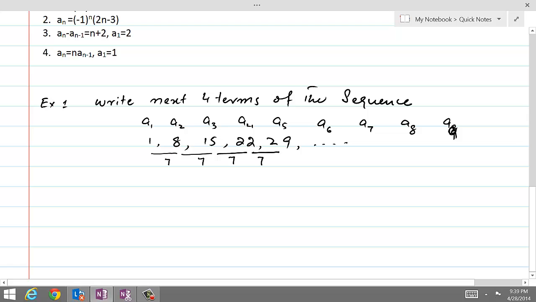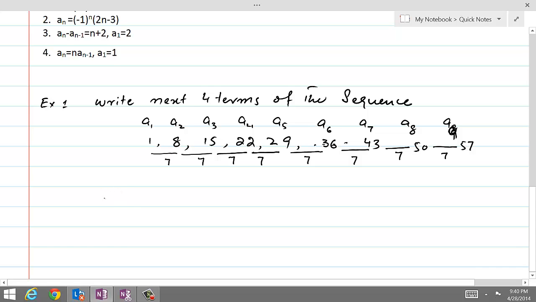So clearly, if we add 7 to 29, we will get the next term, which would be 36. And if we add 7 to 36, what we will get is 43, and that would be the difference of 7 between 43 and 36. And again, if we add 7 more to this, we'll get 50, and by adding 7 again, we'll get 57. That would be the next term of the sequence.